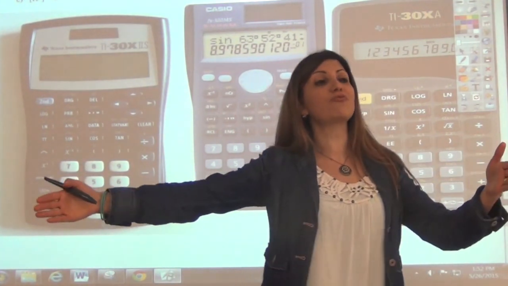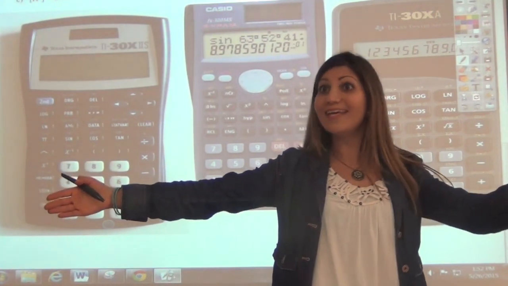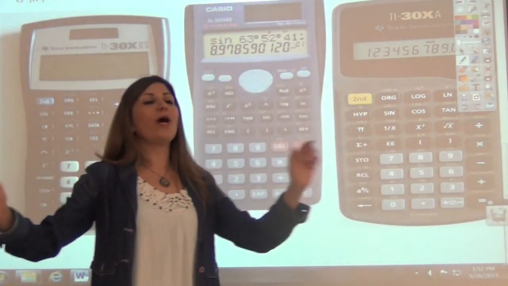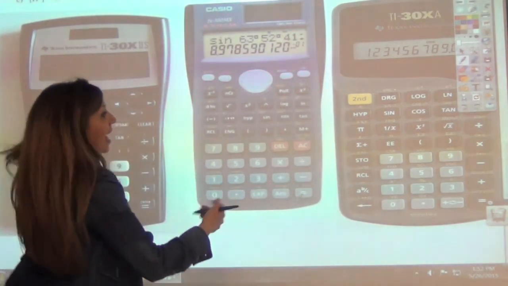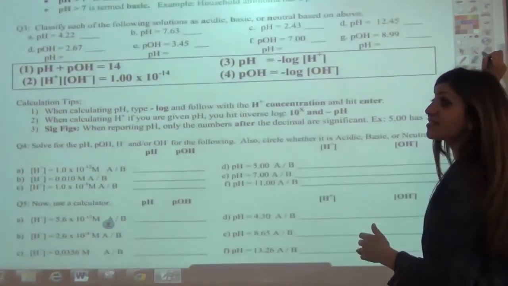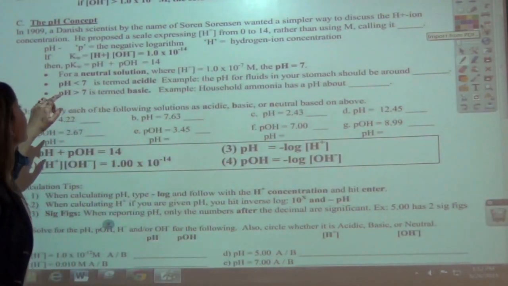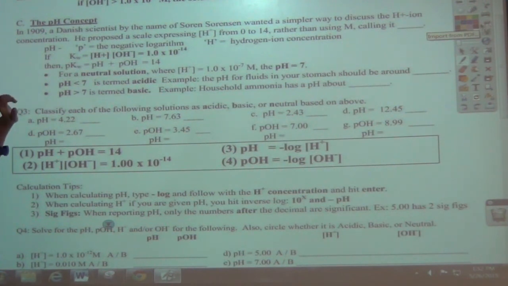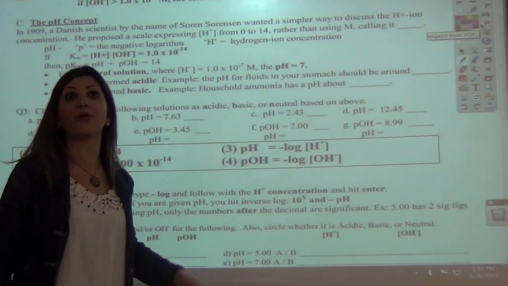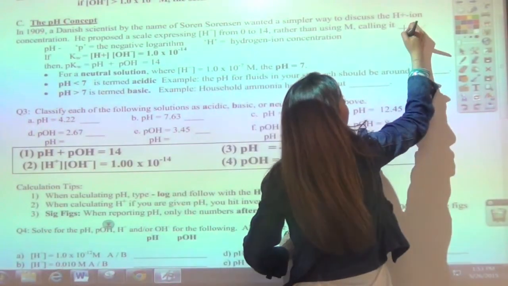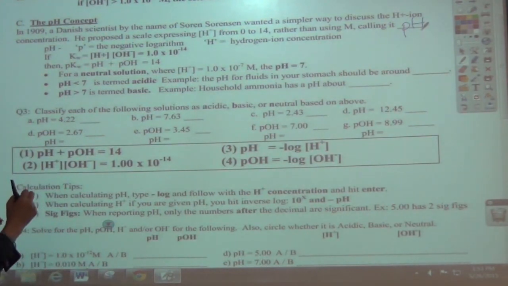And the numbers pretty much range between 0, and guess what the highest is? Anybody know? 14. Perfect. What he found was when you do that, you actually get a nice scale between 0 and 14. And so that's how he came up with this scale, this pH scale. So it says he wanted a simpler way to discuss the H plus concentration, and he proposed the scale expressing H plus from 0 to 14 rather than using molarity. And what do we call it? pH. Perfect. We call it pH. It's a lowercase p and a capital H.